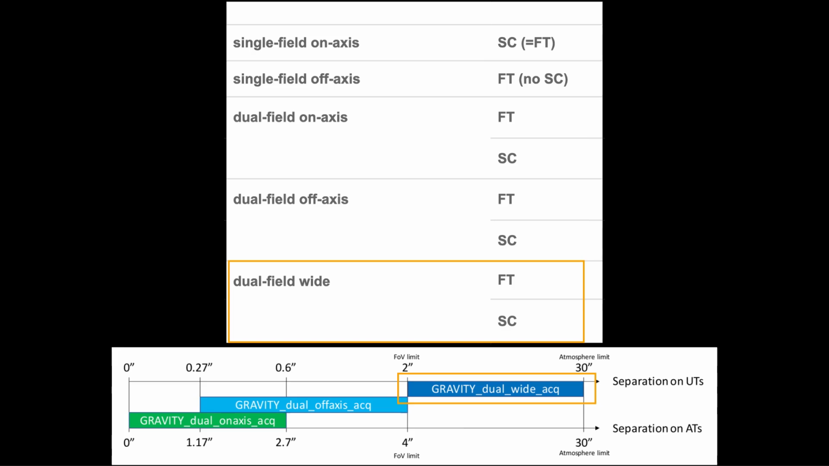And lastly, the dual field wide mode. This mode extends the separation limit by using the VLTI star separators. The maximum separation is significantly larger, up to 30 arcseconds for both UTs and ATs.